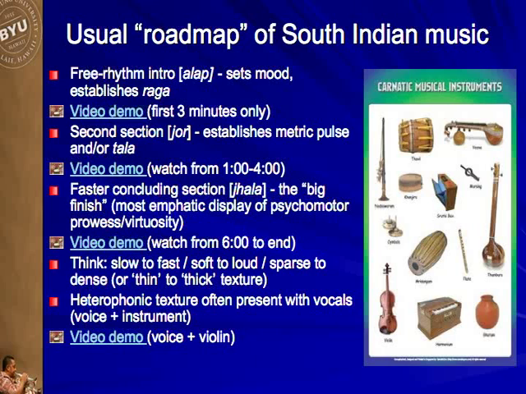Typically, the concluding section of a typical 3-section scheme in traditional music in India is the jala, the faster concluding section, or the big finish, if you want to think of it that way. It's the most emphatic, most impressive display of psychomotor ability, virtuosity, musical expressiveness. So we have a video here we can watch from 6 minutes to the end. It's about 2 minutes of the end of a piece, a vocalist with a violinist, and you're not only going to get to hear the most intense, the loudest, the kind of busiest part of the composition, but you're also going to hear some heterophonic interplay between the voice and the violin.